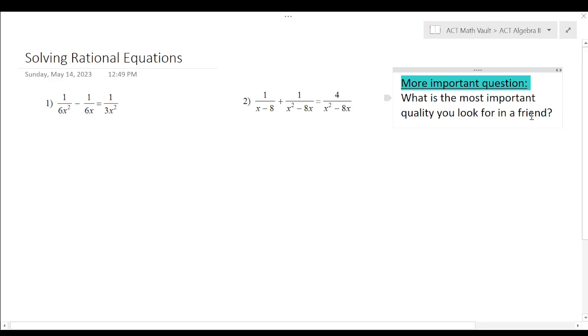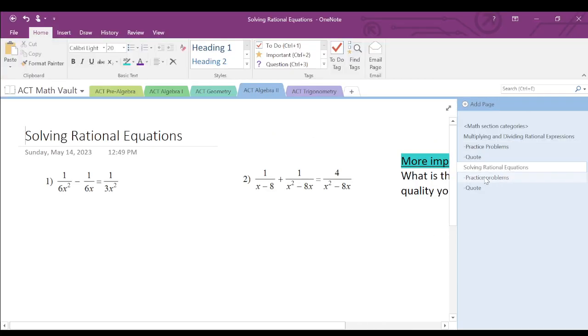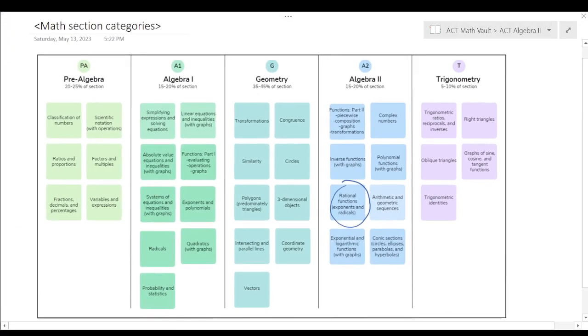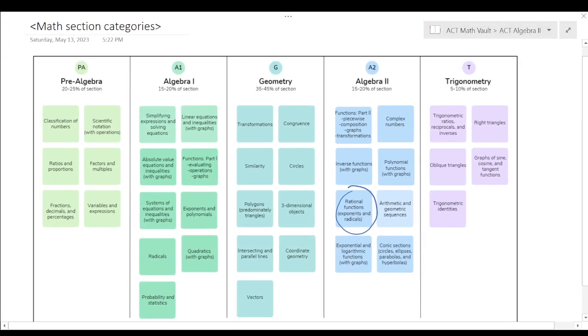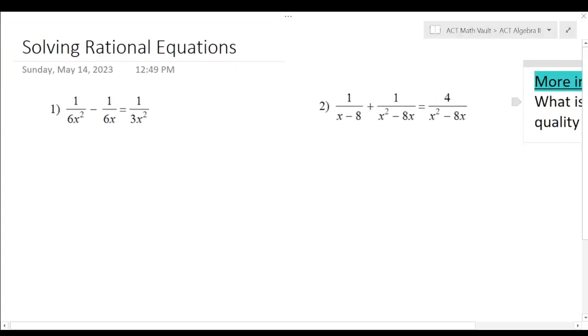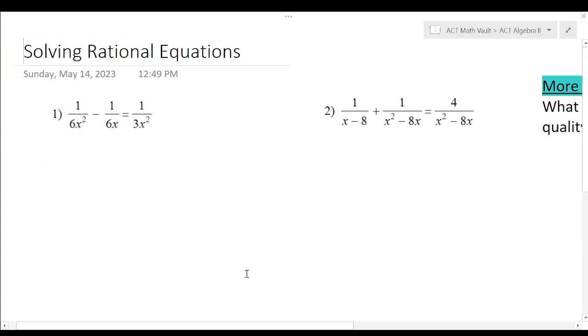Here are the two problems that we'll do. To see where this falls in the grand scheme of everything on the ACT math section, this would be Algebra 2. Rational functions is one of the main topics. This specifically is solving equations with rationals.